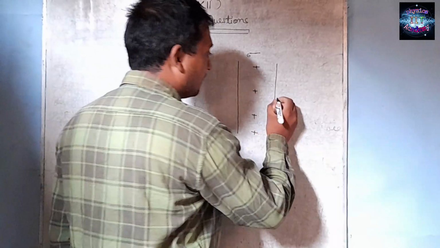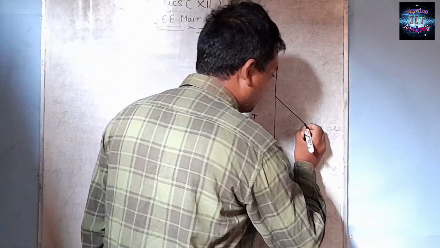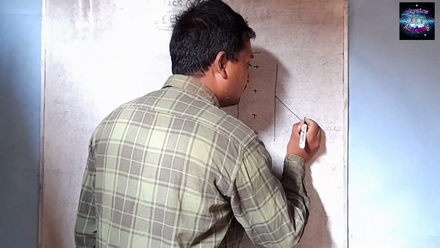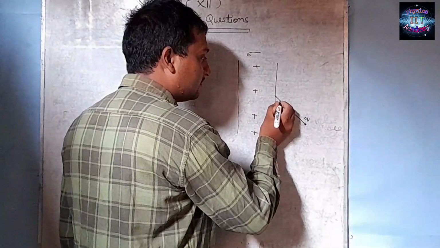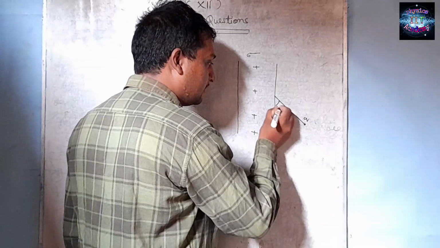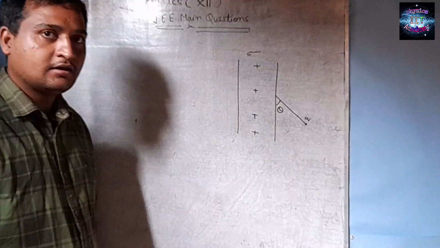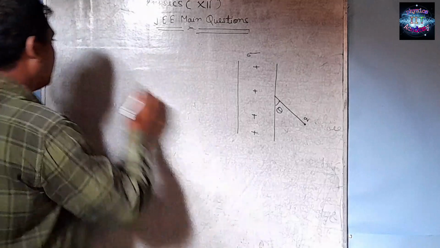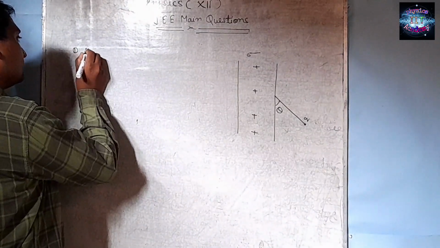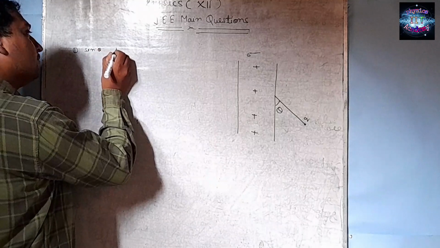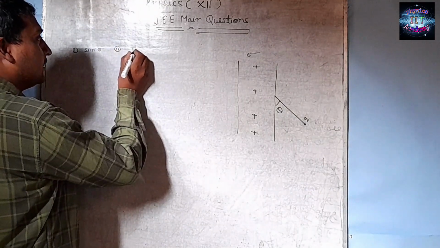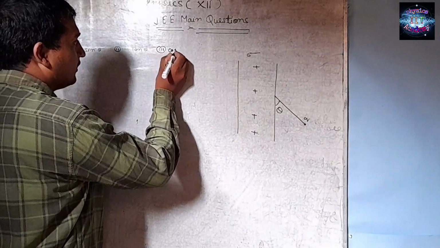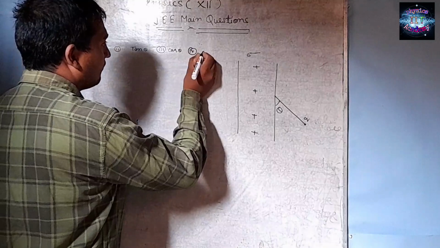Suppose by a silk thread, here is a charged ball of mass m, charge q, suspended by making an angle theta with the plane sheet. Now what you have to tell? The surface charge density sigma will be proportional to option 1 sin theta, option 2 tan theta, option 3 cos theta, and option 4 cosec theta.